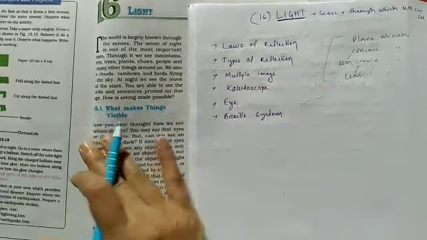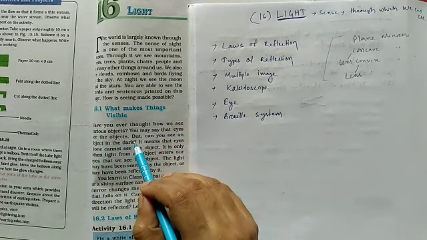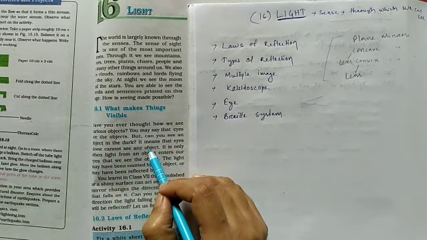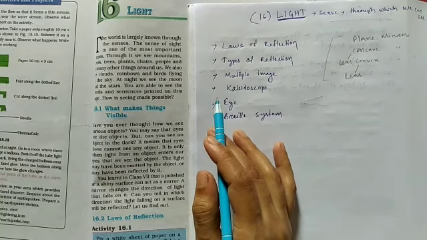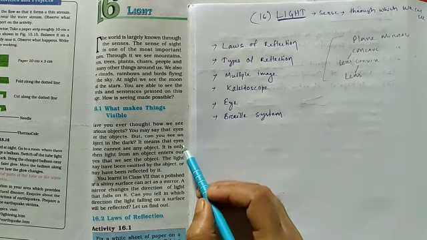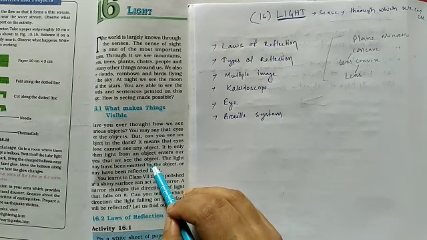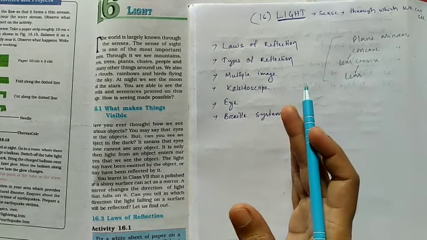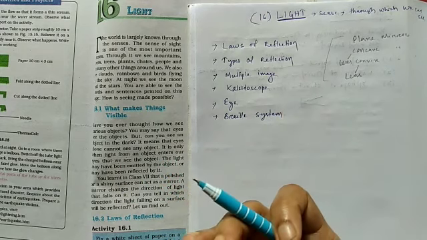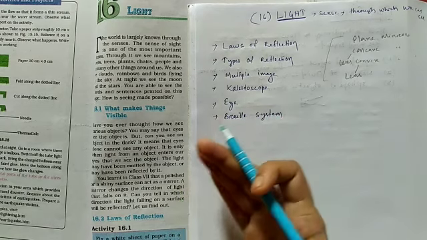Have you ever thought how we see various objects? You may say that the eye sees the object, but can you see the object in the dark? It means that eyes alone cannot see any kind of object. Obviously, without light, our eyes are also useless. It is only when light from an object enters our eyes that we see the object. The light which falls on the object is reflected and comes to our eyes, and we are able to see the objects.